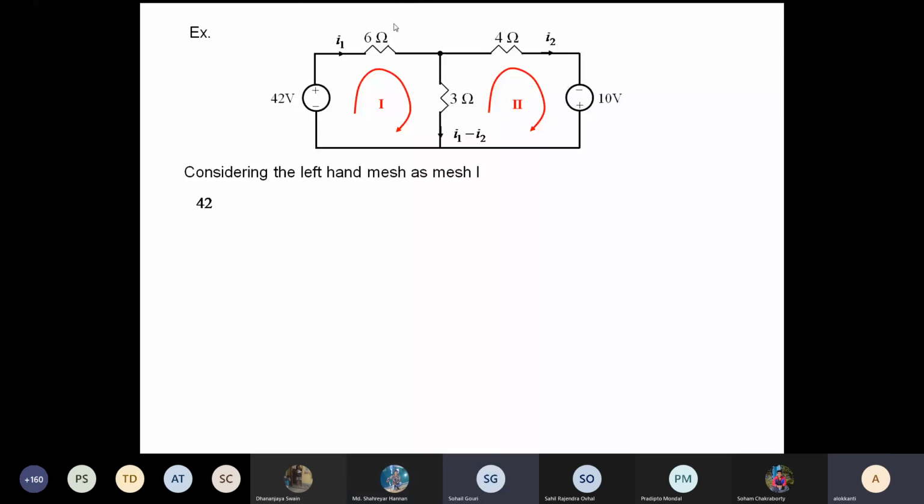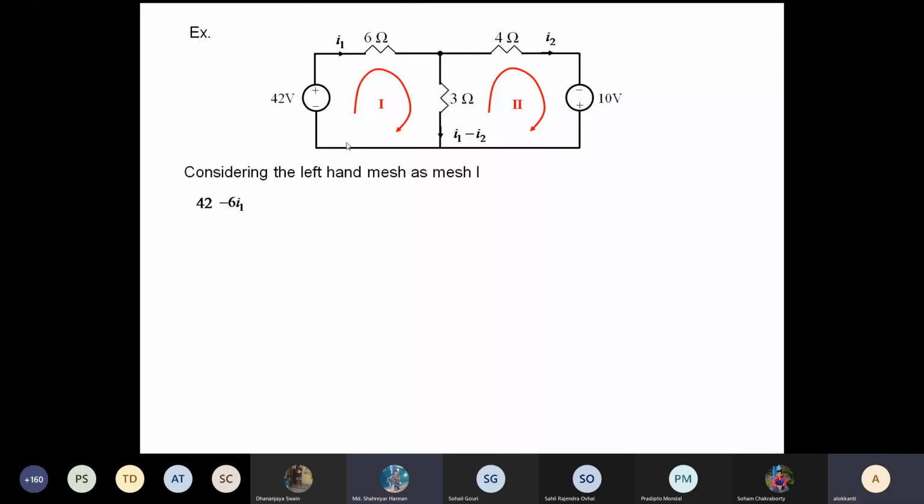Now this current I1 is flowing through the 6 ohm. So what is happening here? Voltage drop, because in the 6 ohm the left hand side is at a higher potential and the right hand side is at a lower potential, and the current flows from the higher potential to the lower potential. So there is a voltage drop. We have considered the voltage rise as positive 42. Now this voltage drop is negative: minus 6 I1.